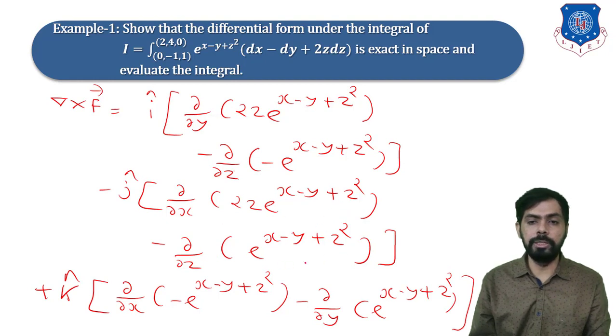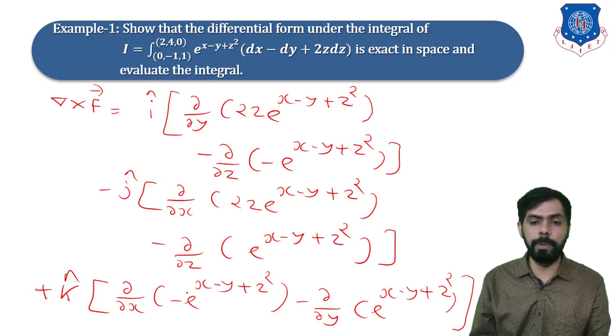Now if we take partial differentiation of this function with respect to z, then it will be e raised to x minus y plus z square into 2z, because x and y are constant, so the derivative of x and y will be 0 and the derivative of z square will be 2z.